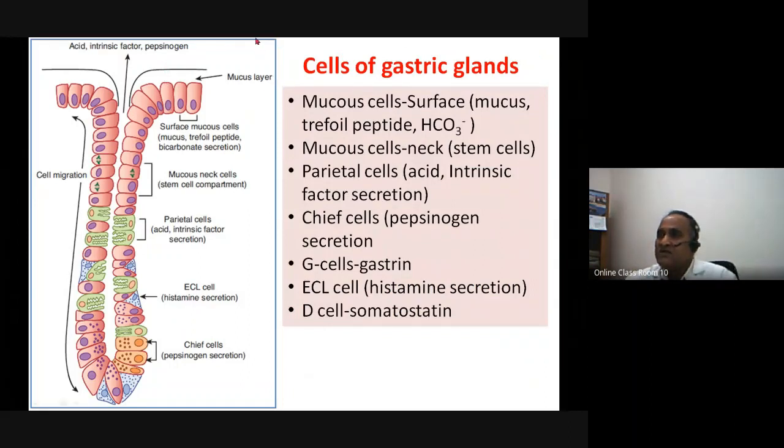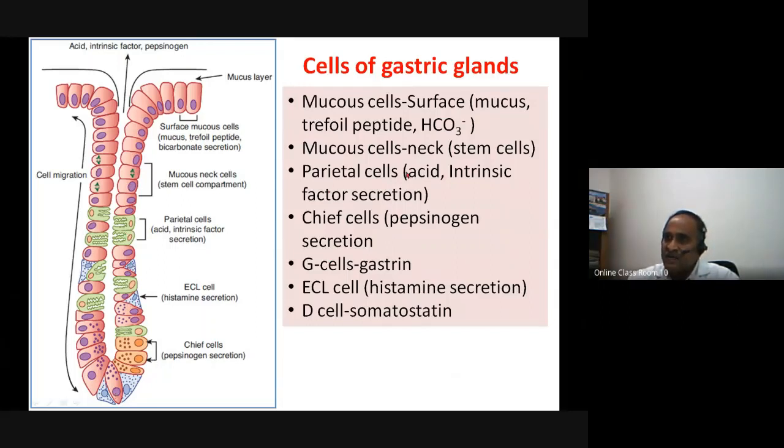Now we look into the different types of cells in this oxyntic gland. First are the mucous cells. These are the surface cells here. They secrete mucus and bicarbonate. Then we have other mucus secreting cells in the neck, and these are stem cells. So these are regenerating cells. These cells try to replace the mucus surface cells, or they may go down deep into the pit.